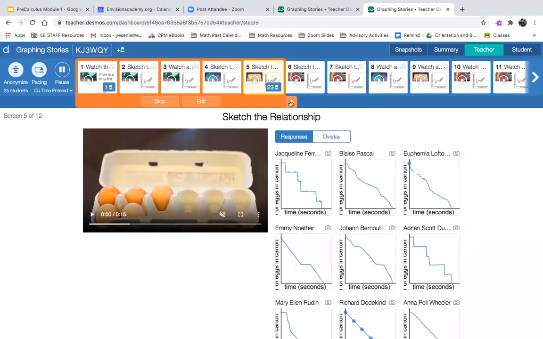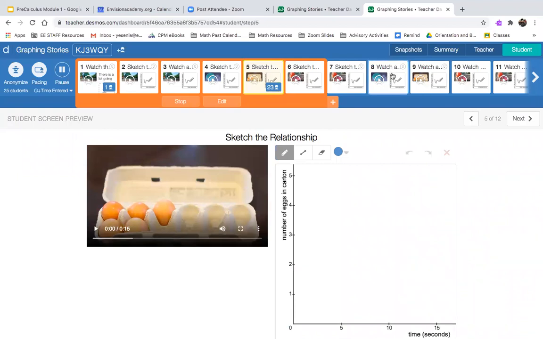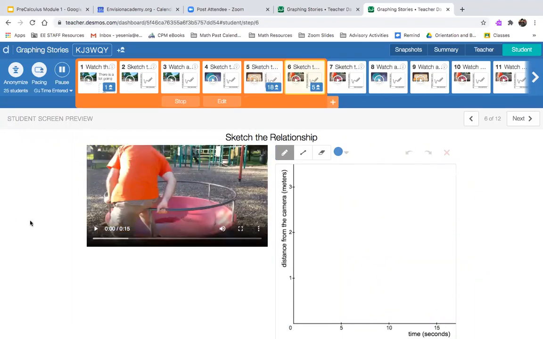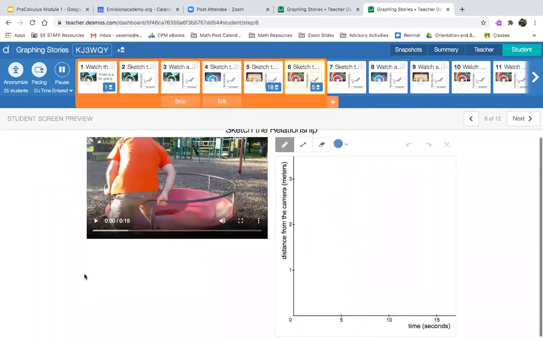This next scenario looks like this. There we go. So I'm going to go ahead and click the video, but for your graph, it says distance from the camera. So there's a camera recording this guy going around and around on this. I forget what you call those things. But let's go ahead and play the video.